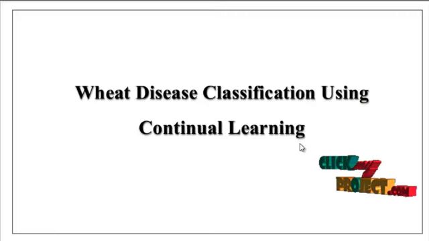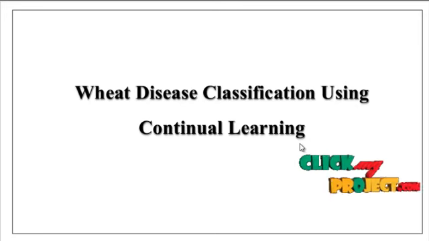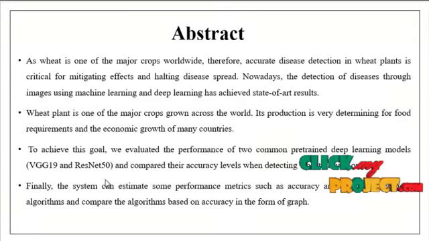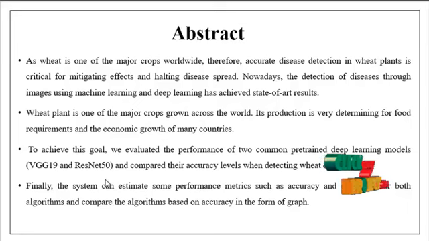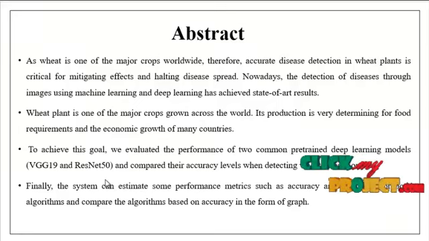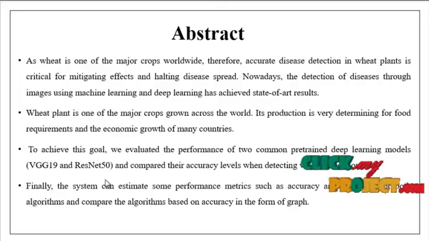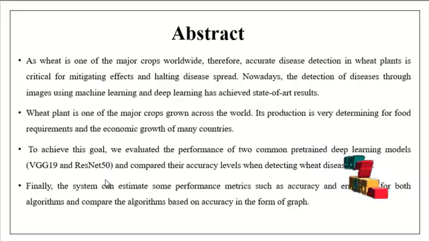We are going to discuss wheat disease classification using continuous learning. We are going to discuss the overview of our project, that is the abstract. The main objective of our project is to detect the diseases present in our crops such as wheat using different deep learning algorithms.